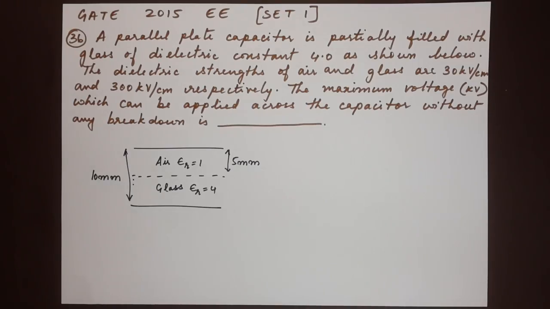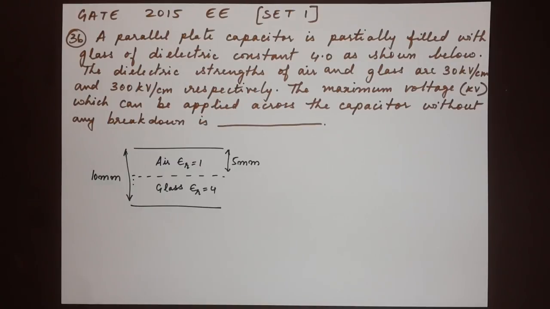Here's the next question, number 36. A parallel plate capacitor is partially filled with glass of dielectric constant 4 as shown below. The dielectric strengths of air and glass are 30 kilovolts per centimeter and 300 kilovolts per centimeter respectively. The maximum voltage in kilovolts which can be applied across the capacitor without any breakdown is dash.